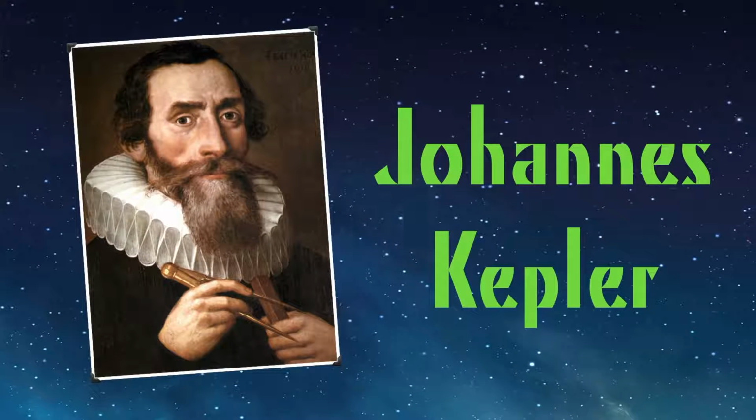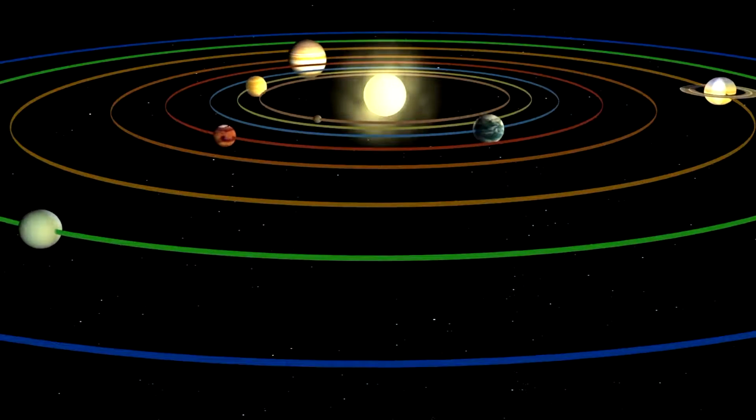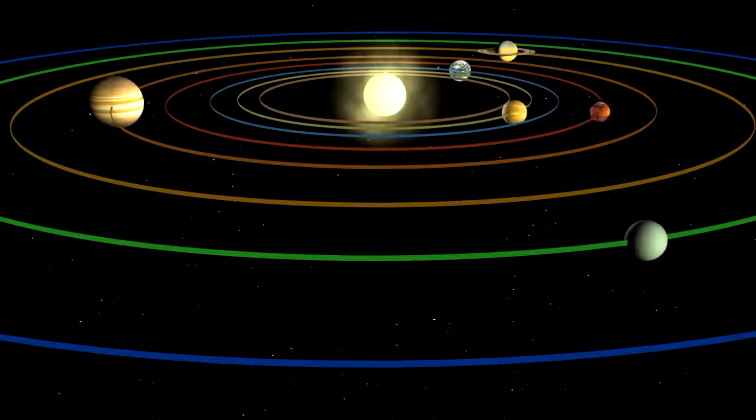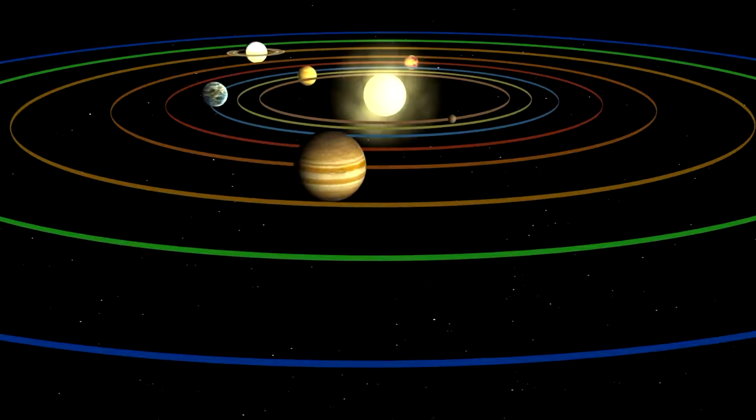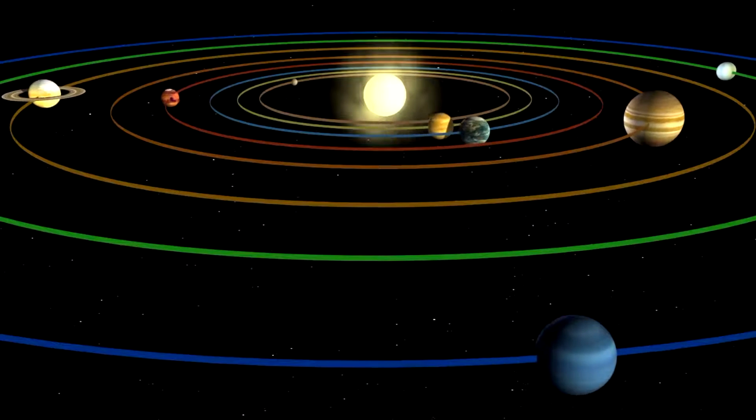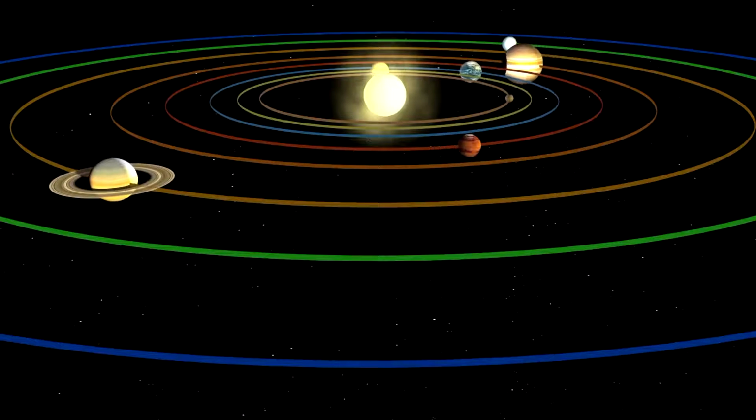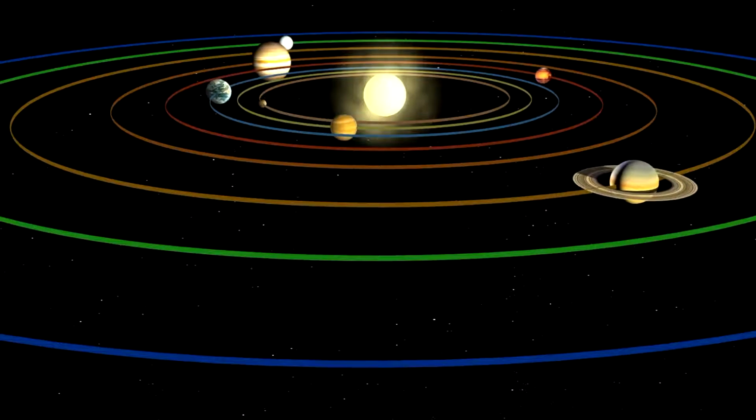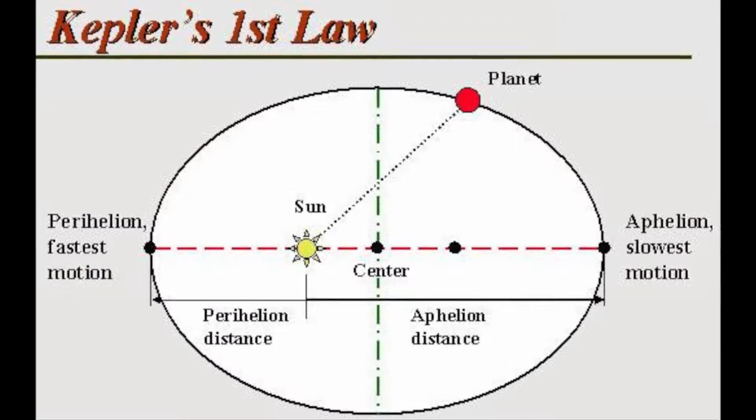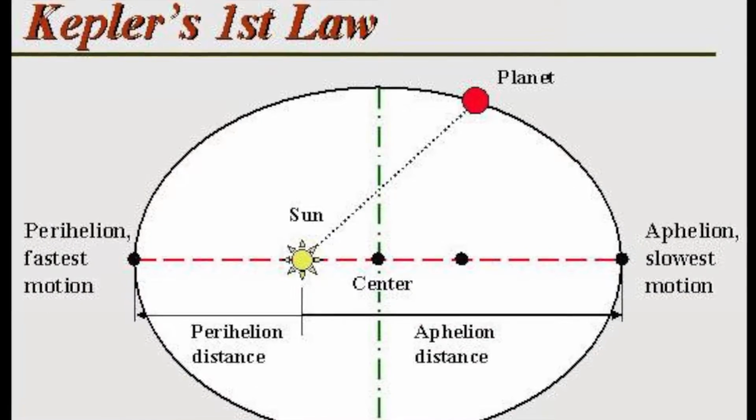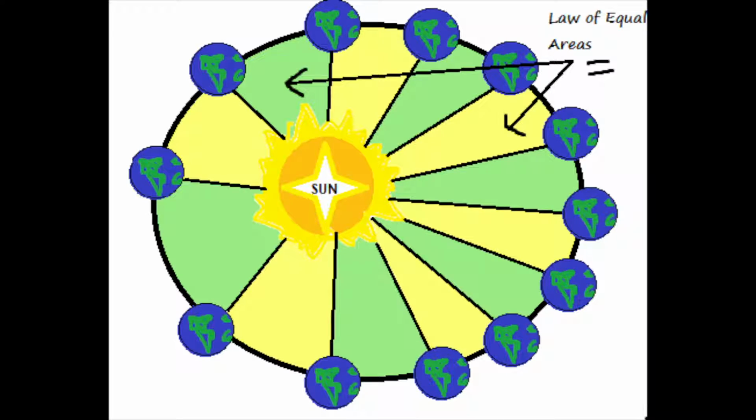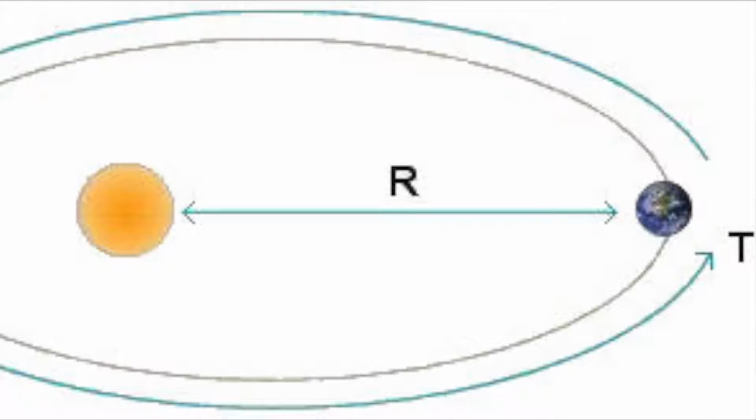In the early 1600s, German mathematician and astronomer Johannes Kepler analyzed known astronomical data in order to develop 3 laws to describe the motion of planets around the Sun. Kepler's 3 laws emerged from the analysis of data carefully collected over a span of several years, and they are as follows. The first is the law of ellipses, the second is the law of equal areas, and the third is the law of harmonies.